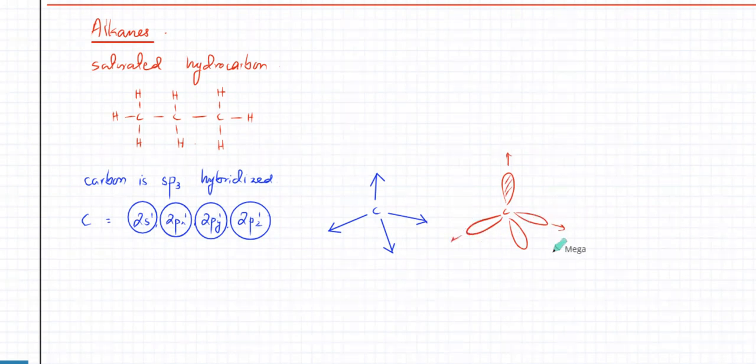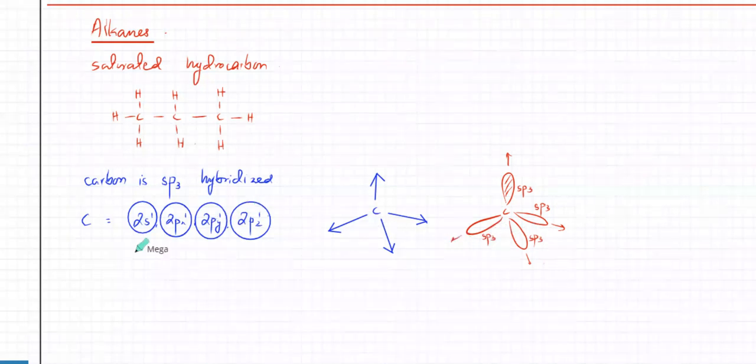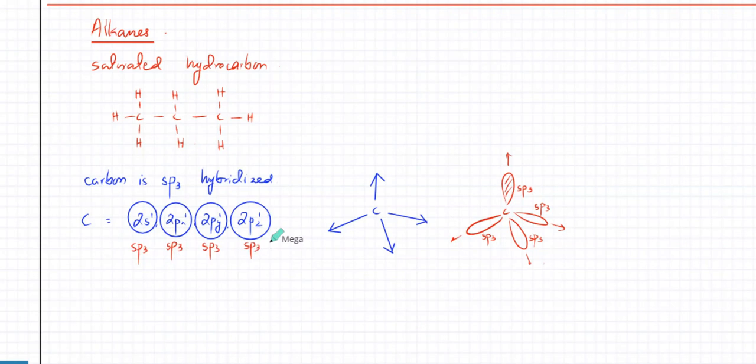So if you have CH4, all these orbitals would now be known as sp3 hybrid orbitals because they look exactly the same. You can't call them s, you can't call them p. The only thing that happens with sp3 hybridization is that the names of the orbitals change. Instead of calling them 2s, 2px, you just call all of them sp3 hybrid orbitals. So remember this, you've done this in AS: alkanes are saturated, the carbon atom is tetrahedral, and the angles are going to be 109.5.